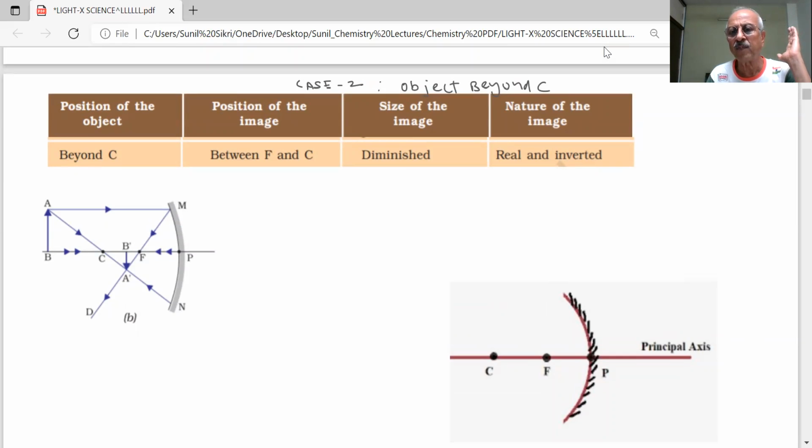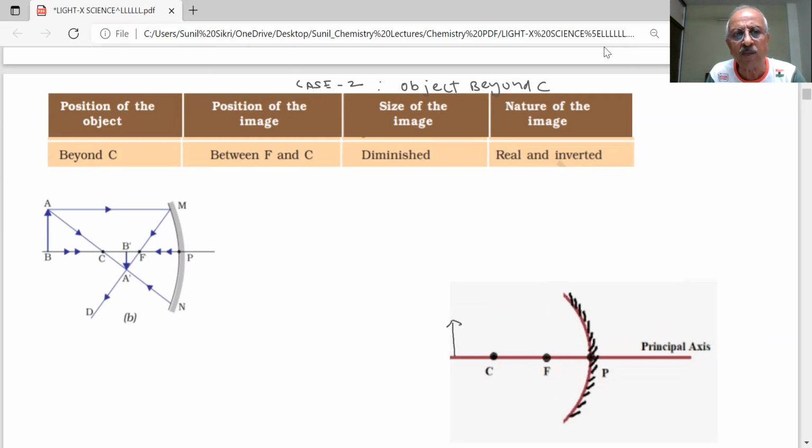How will I draw this mirror? You know, this is my mirror. Principal axis. If I take the scale, you can take this equal to 2 centimeters. So this is my focus. This is my center of curvature. Now where is the object? Beyond C. It is not at infinity. Infinity is a very far away distance. So beyond C, student, if I put it here, this is beyond C.